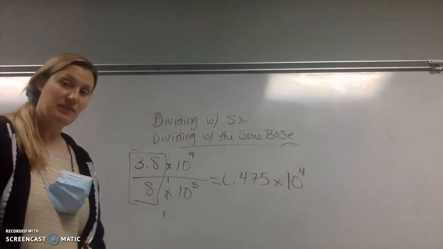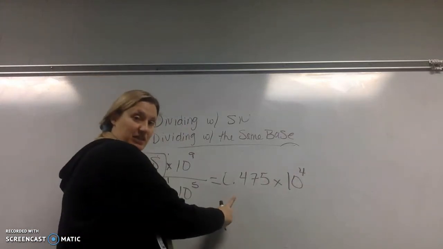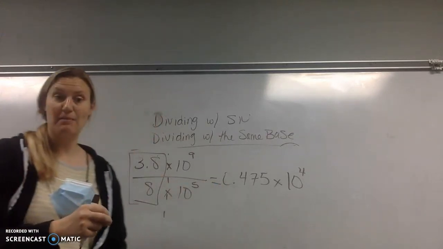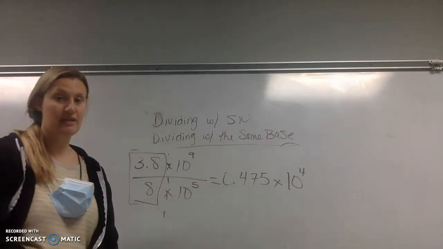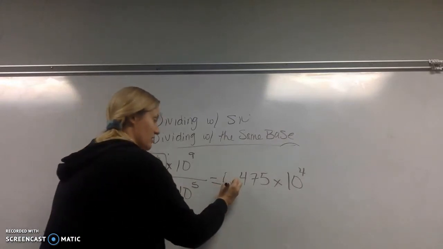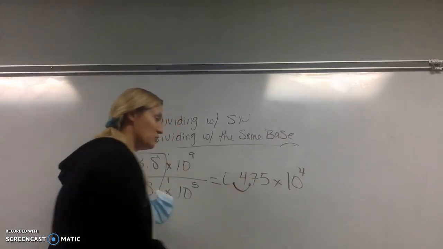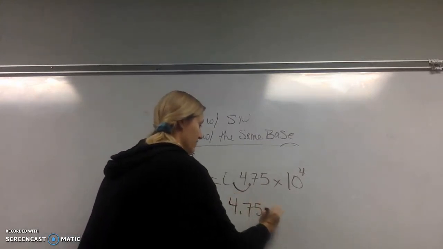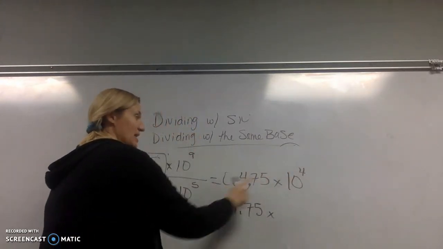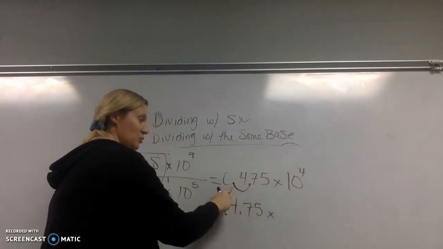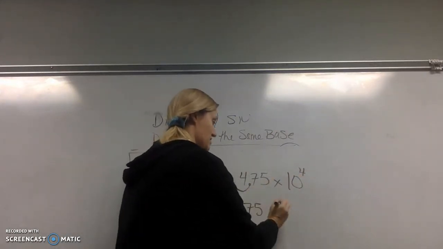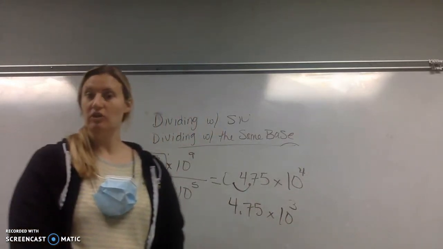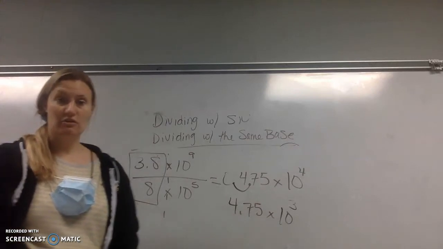Now I'm not done on this one because this is not in proper scientific notation. Yes, there's one digit in front of the decimal point, but remember that digit can't be a 0. It has to be a digit 1 through 9. So what I need to do here is move my decimal point this way to make that work. So this becomes 4.75. Now, when it was here, I was supposed to move 4 steps to the right. We took 1 step to the right. That means there's only 3 steps left. So that would be my final answer of 4.75 times 10 to the third.